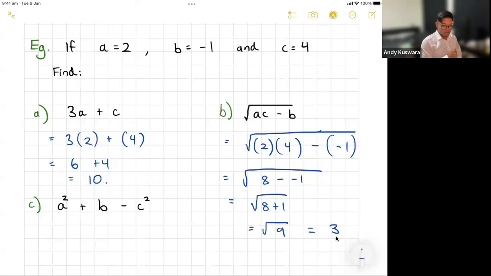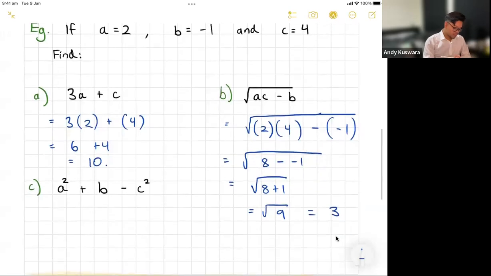Cool. Hopefully you're tracking. Last example here, we've got a squared. So now we're starting to deal with some squares. Again, whenever there's a pronumeral, I'm going to put an open bracket there. So the squares are there as well. Now A is 2, B is -1, and C is 4.